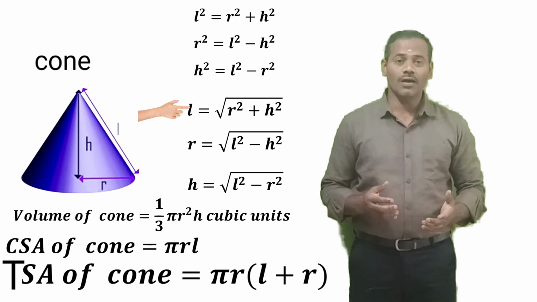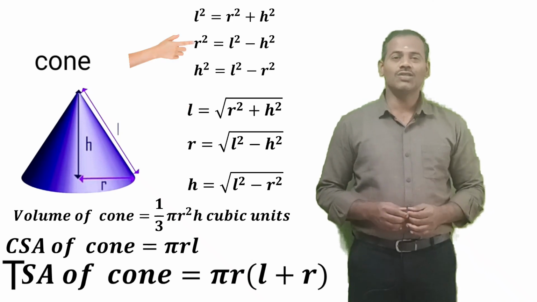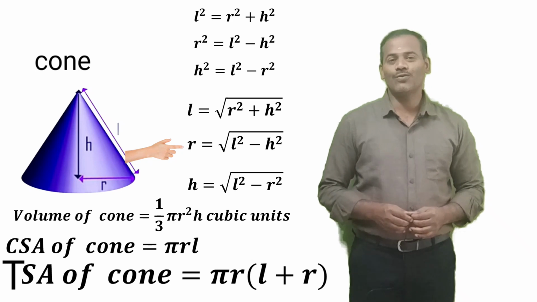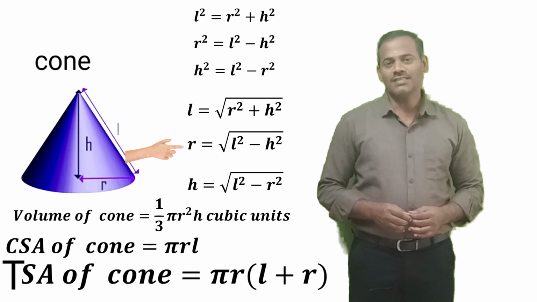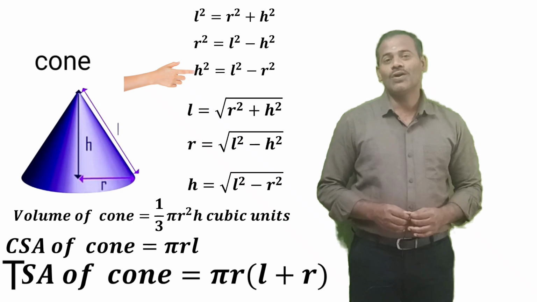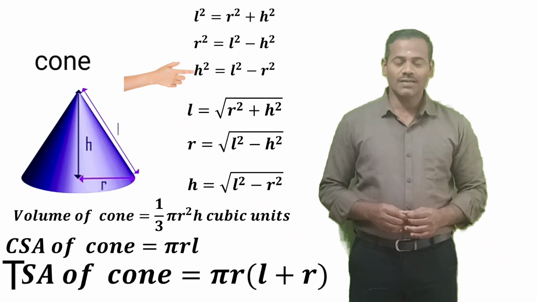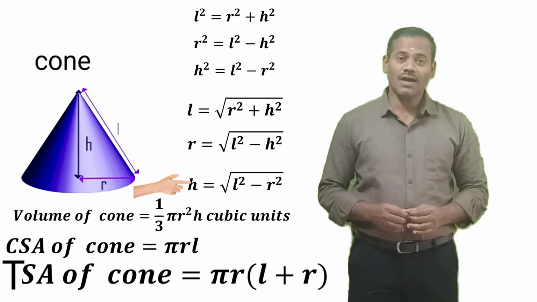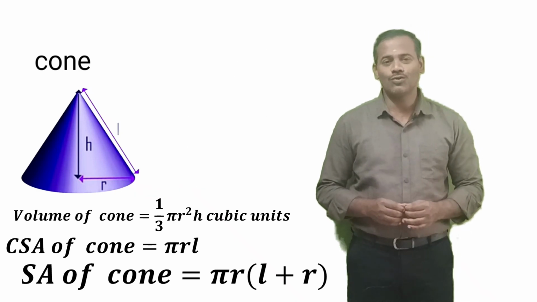Now what about R? R square is equal to L square minus H square. So R is equal to square root of L square minus H square. And what about H square? H square is equal to L square minus R square. So H is equal to square root of L square minus R square. These are the formulas you have to know.